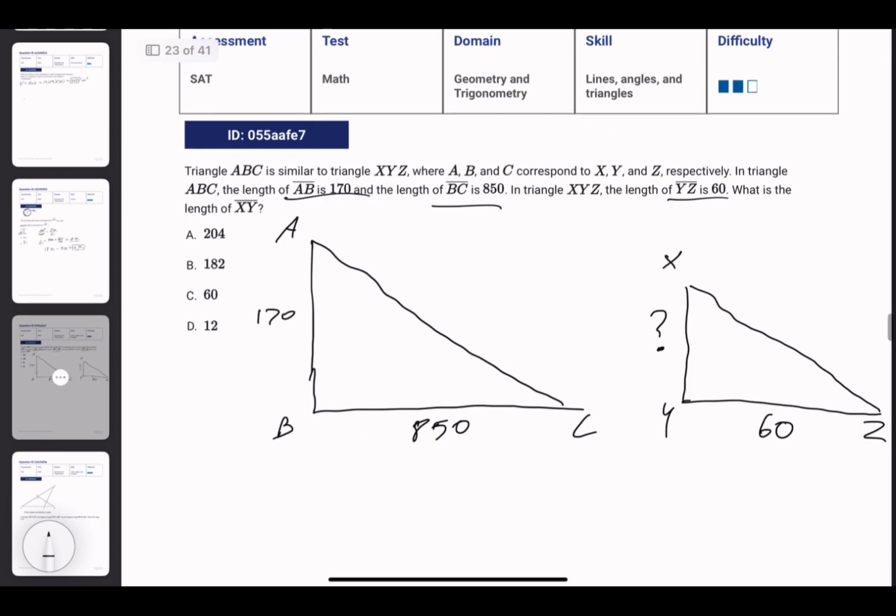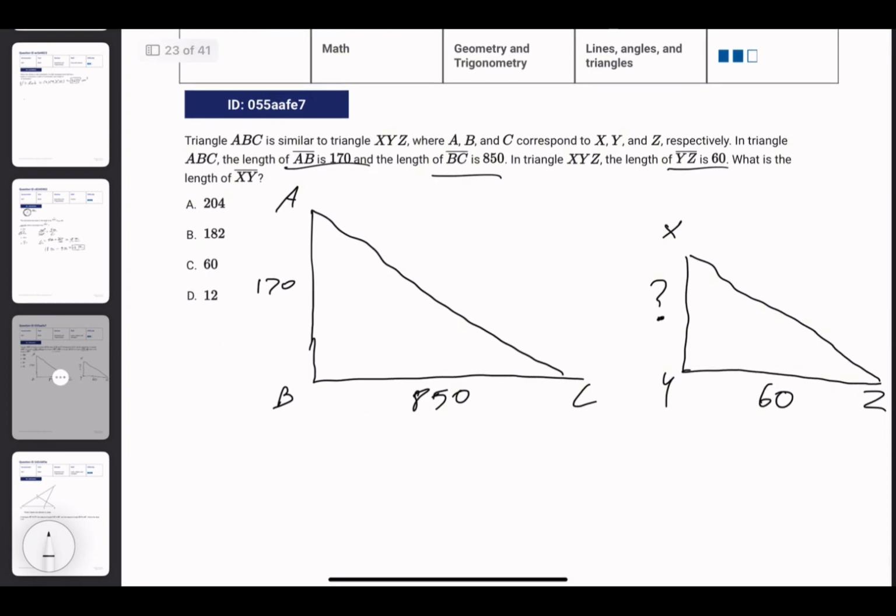So similar to the last problem, we're going to set up a ratio. We have that the ratio of line AB over line BC is going to be equal to line XY over line YZ.